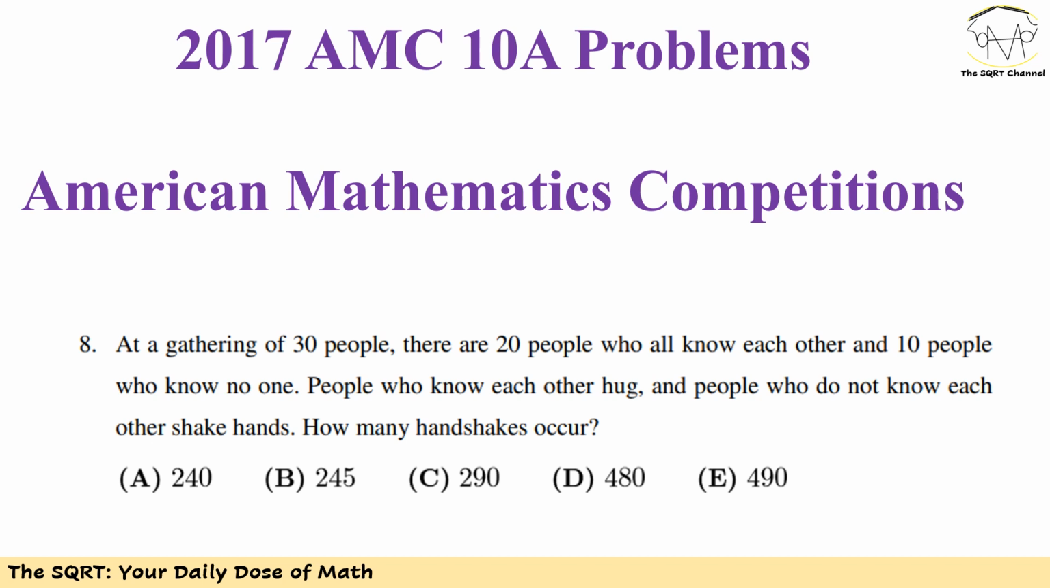We have a gathering of 30 people. 20 people in this gathering know each other and 10 of them do not know each other. People who know each other hug and people who do not know each other shake hands. The problem asks for how many handshakes occur. Let's see how we are going to solve it now.